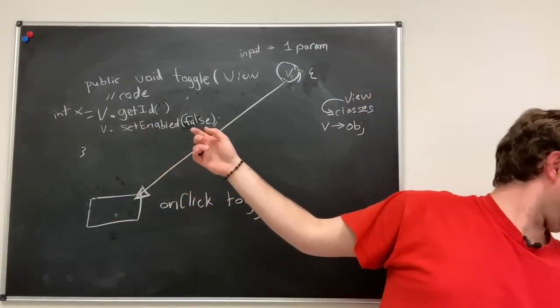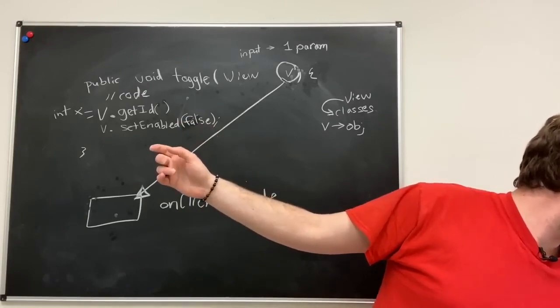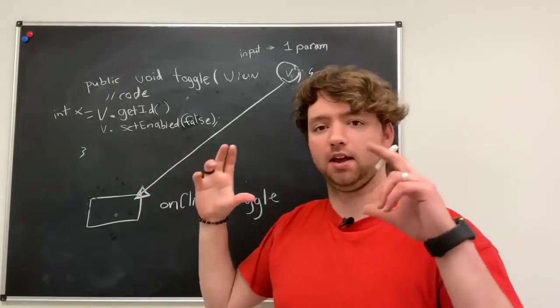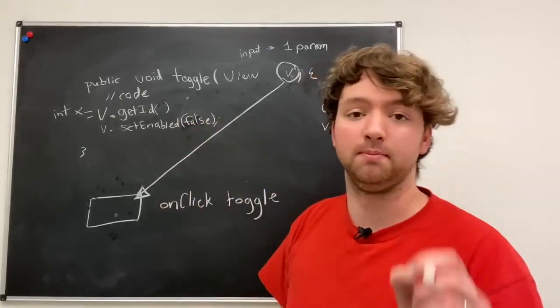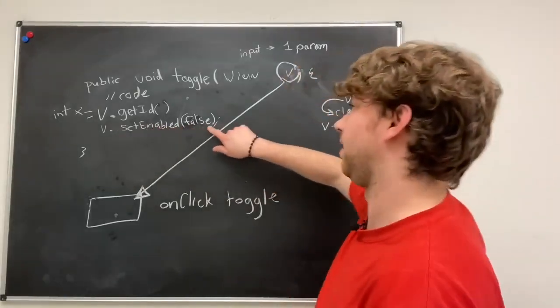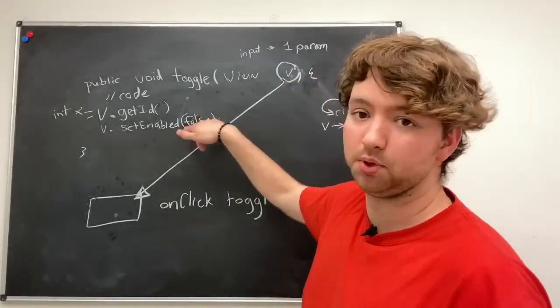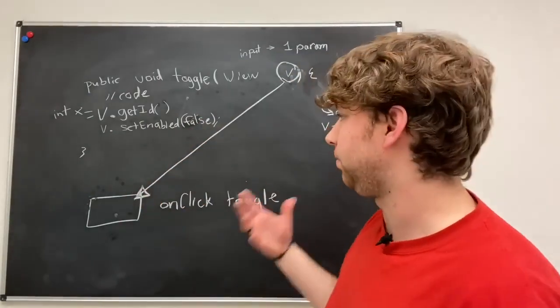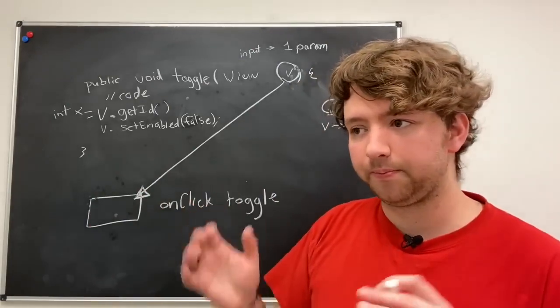I want to check. Yeah, so set enabled takes one parameter, or I guess in this situation it's an argument, the thing you pass into a parameter when you're invoking a method. This is known as an argument. So it takes one argument and it's a Boolean, true or false. So that's how we can disable that button, make it no longer clickable.